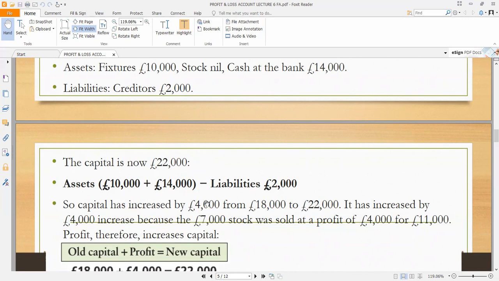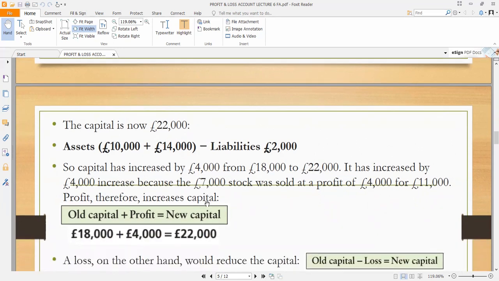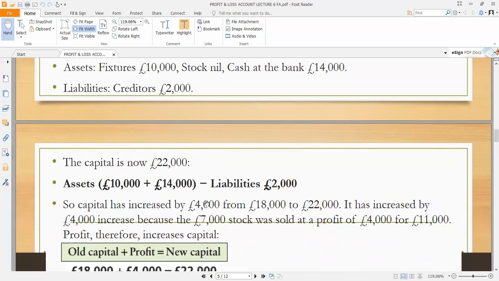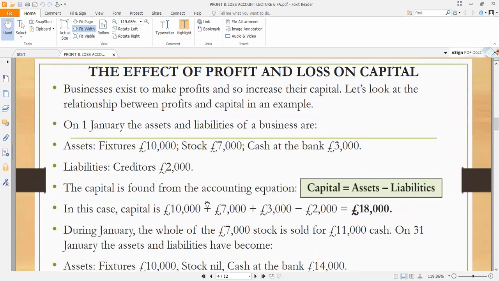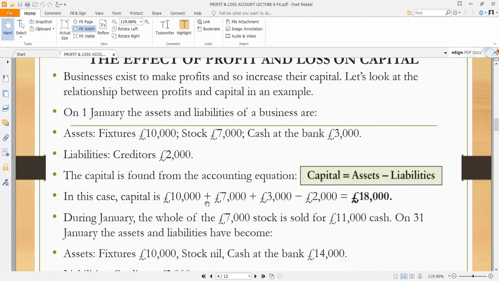Now I hope this has been very simple for you to understand how we are moving step by step. So let me just quickly go through. We had assets of 10,000 fixtures. Okay, then stock of 7,000 pounds. Now here on the stock, that's where the secret is.